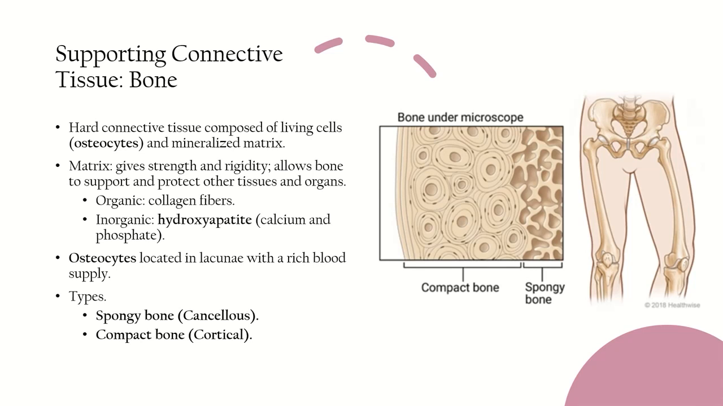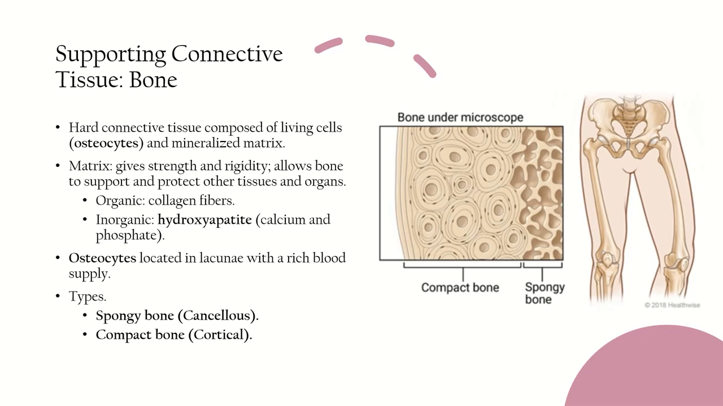So it is a hard connective tissue, which makes sense because it needs to support our weight in relationship to gravity and movement. So it has to be hard compared to the other things. The cells living inside this connective tissue are called osteocytes. So osteo, bone, right? Anytime you hear the word or prefix osteo, instantly think of bone, okay? And these are living inside a mineralized matrix.